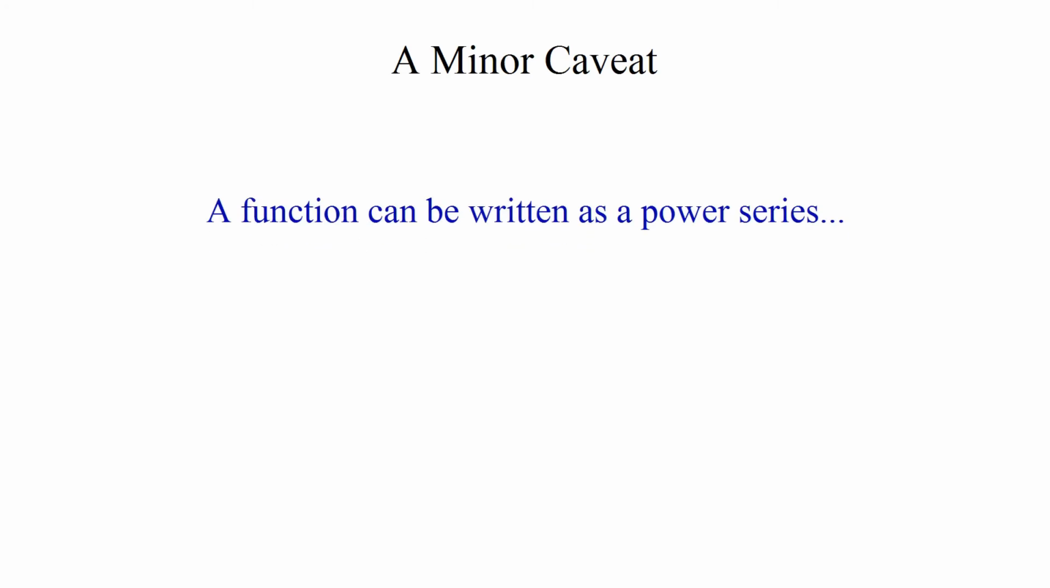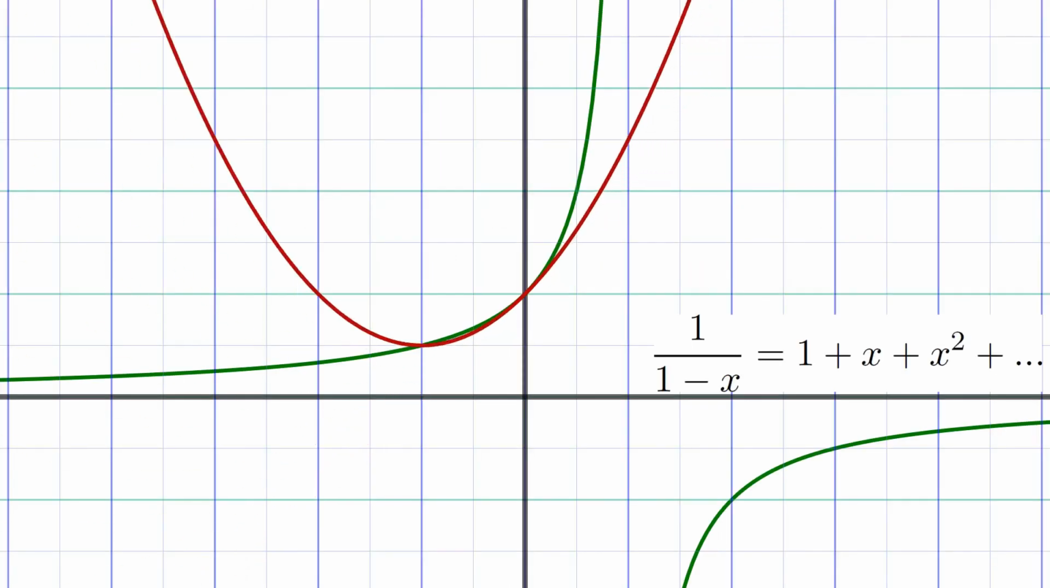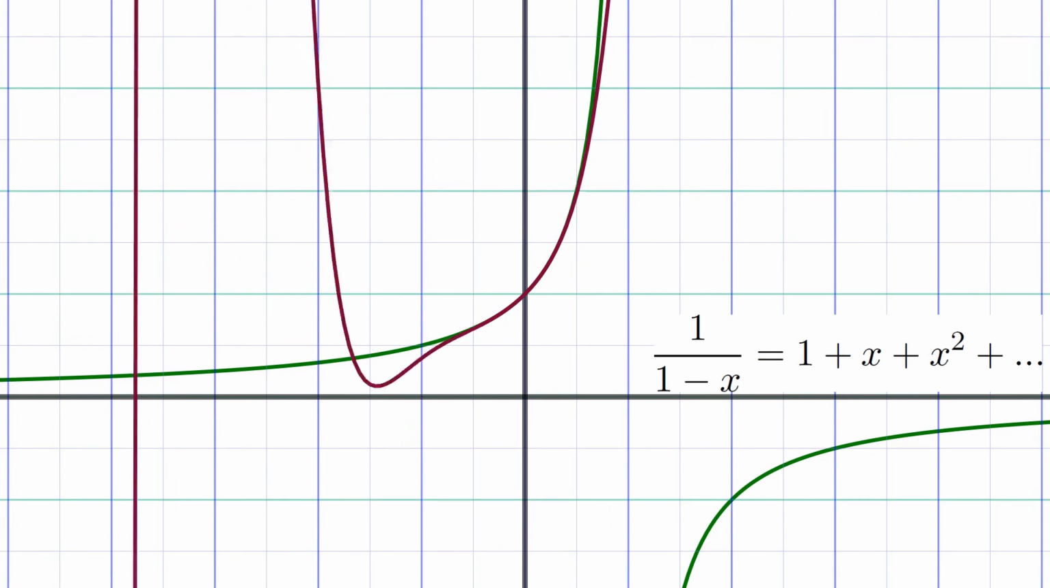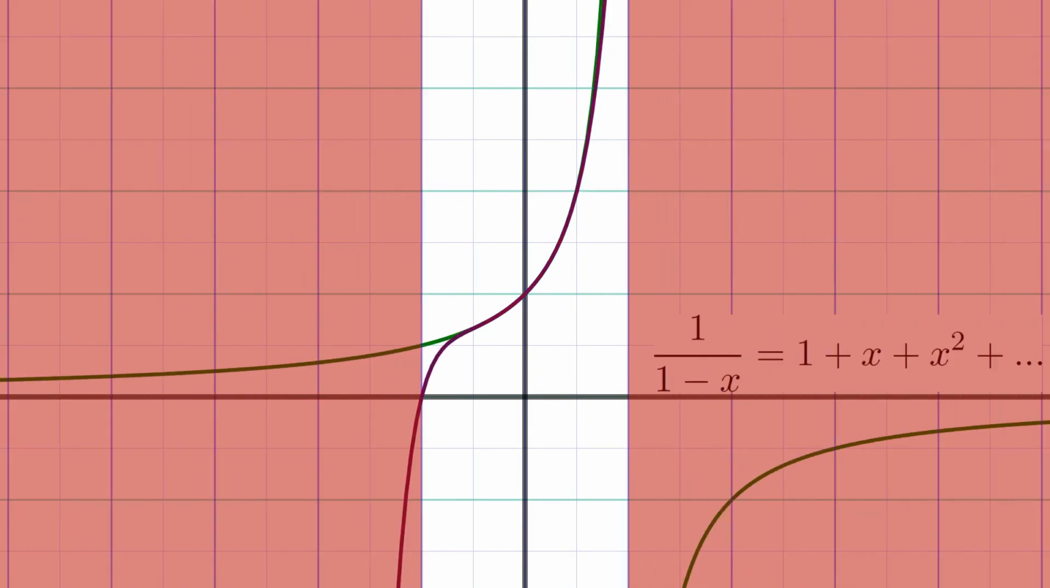Actually, there is one minor caveat I need to mention about power series before we jump into the examples. I said we can rewrite almost every function we can think of as a power series, and that's true, but we are still limited by the interval of convergence of the power series representation. The trouble is, the interval of convergence of a power series may not encompass the full domain of the target function. For example, if we graph the function 1 over 1 minus x, it is defined over the entire real number line except at x equals 1. But its power series representation, since it is a geometric series, only converges on the interval from -1 to 1.